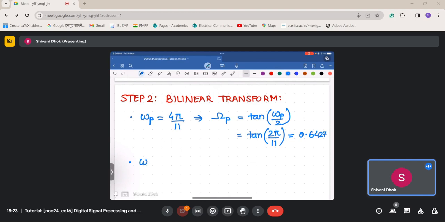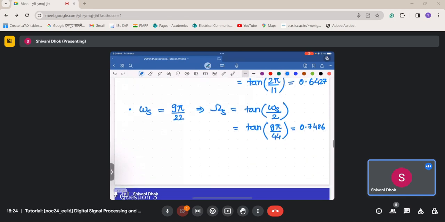Then for omega s, that is the stopband edge, this omega s had come out as 9 pi by 22, which implies that capital omega s will be tan of omega s by 2, which comes out to be tan of 9 pi by 44, which comes out to be 0.7486. And we wanted to find out the transition band also, or transition width.